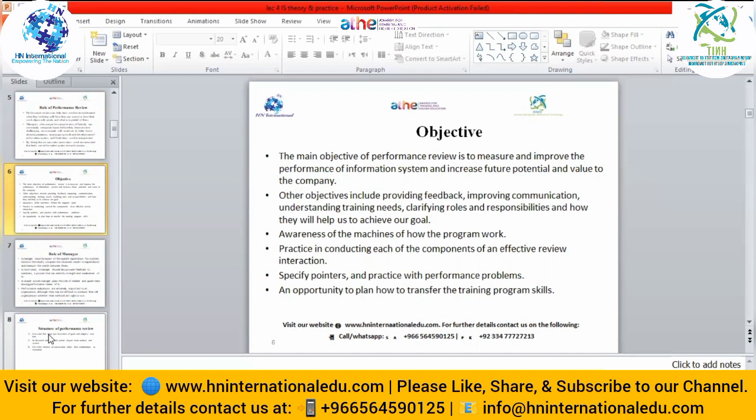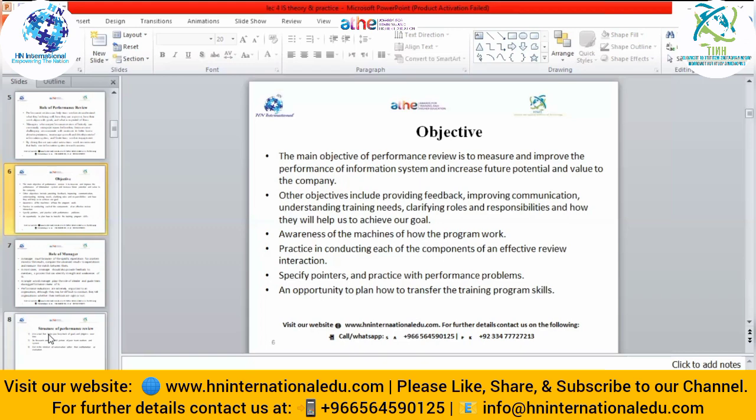Other objectives include providing feedback, improving communication, understanding training needs, and clarifying the roles and responsibilities, and how they will help us achieve our goal. When we have listed down the negative areas and what we can do to improve them, we have to provide that feedback to our teams, and we have to commit to our customer that we will provide the best services or more improved services in the future. So we will communicate with our team as well as with our customer. We have to make the communication easy, and we have to give a better platform for the customer as well as for the team members.